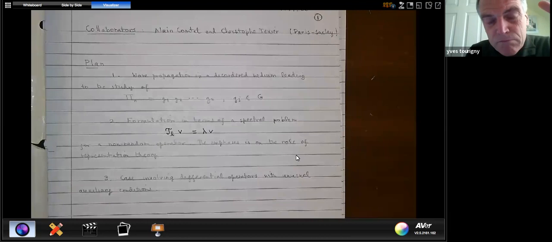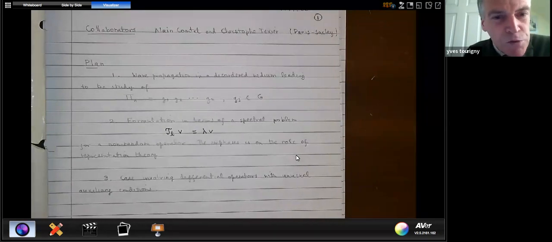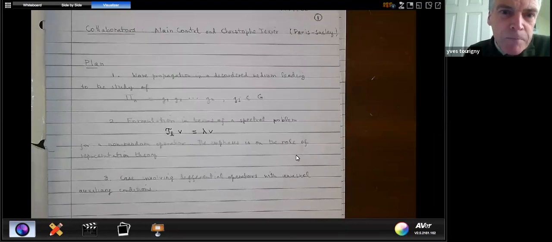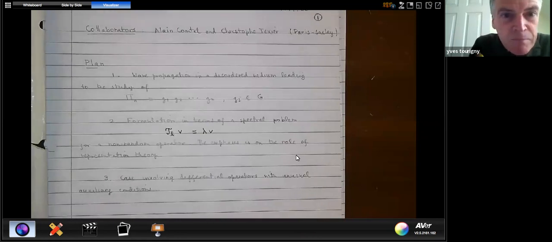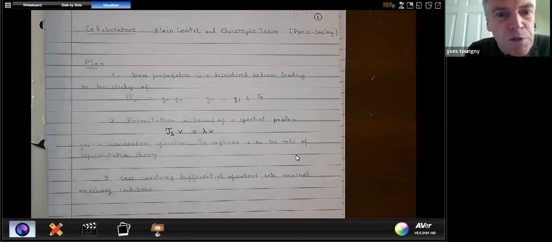What I find interesting in our collaboration is that, well, I'm supposed to be the mathematician, so I can try to bring into the problems some bits of mathematics that may not be so well known in their community. And so to the plan then. We start with a description of a physical problem leading to products of random matrices.